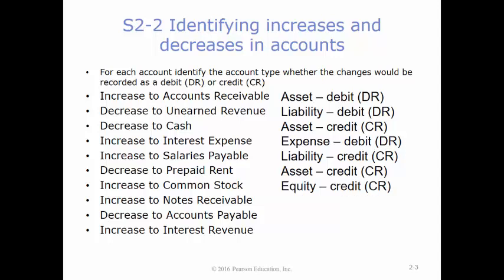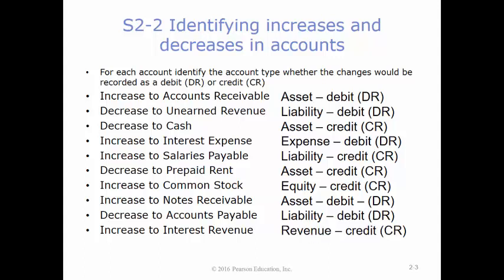Increase to notes receivable is an asset. If we increase an asset, we debit it. A decrease to accounts payable is a liability. If we decrease a liability, we debit it. And an increase to interest revenue is part of equity. Specifically, it increases retained earnings. So if we increase a revenue account, we credit it.